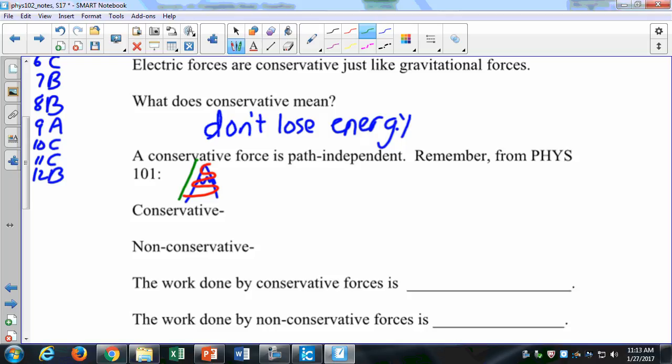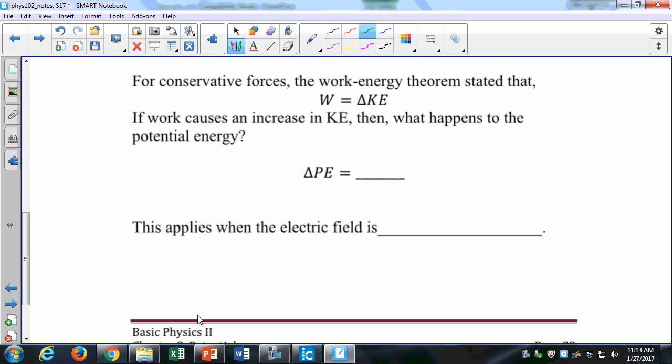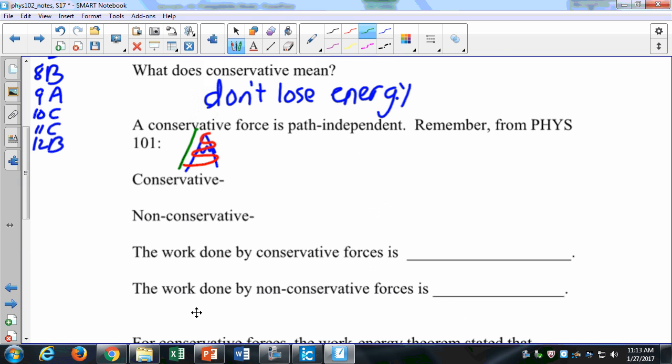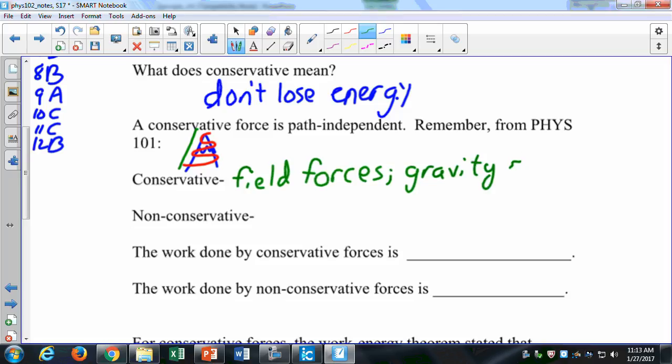Conservative forces include field forces. That is gravity, which we've already talked about, and then also electrical forces. And non-conservative forces are contact forces like friction, normal forces, and the like.